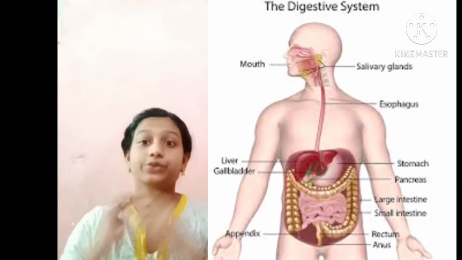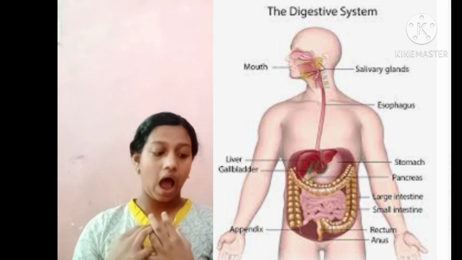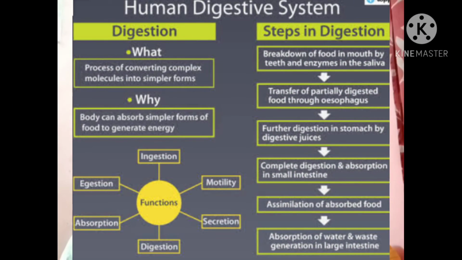So these were the parts and we learned briefly about them. But now we will learn about the whole procedure. The whole procedure can be described in 5 steps. First step, ingestion, or intake of food. Next, digestion or simplification of the complex food we eat.